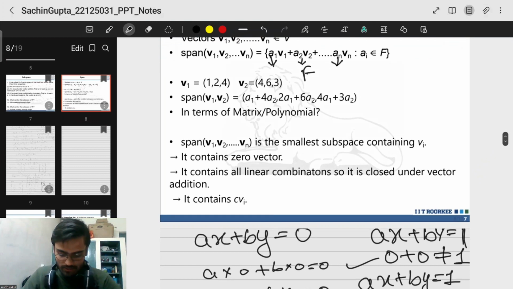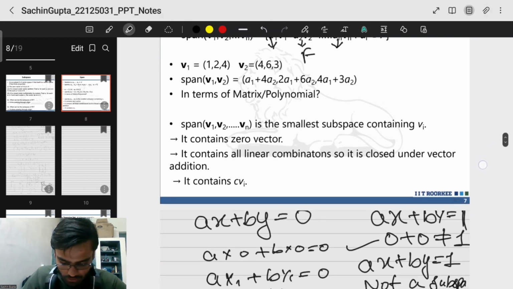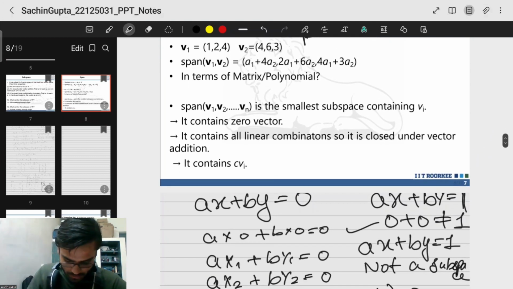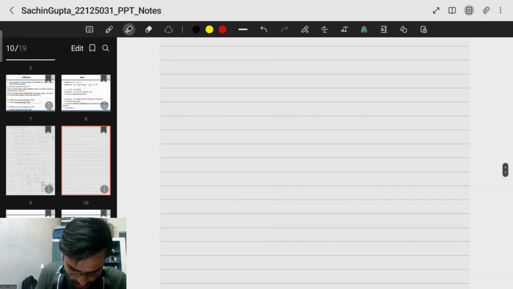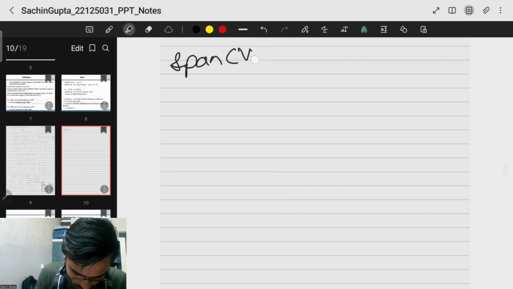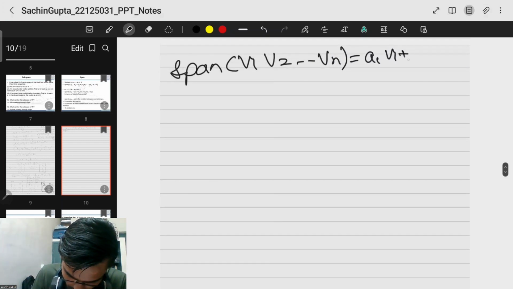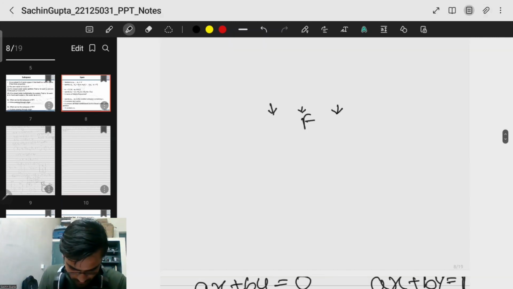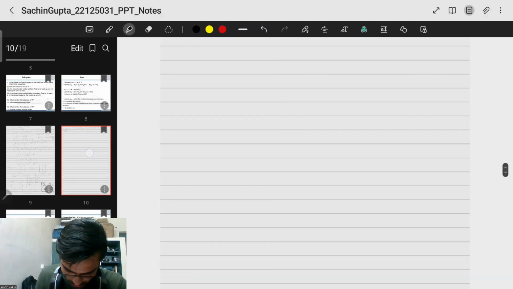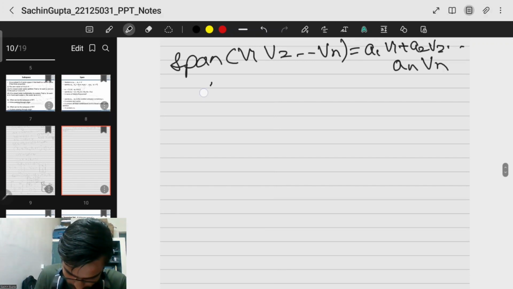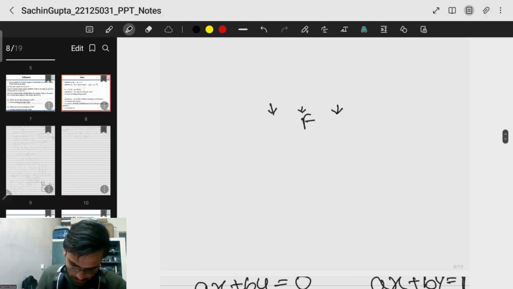For the subspace, first of all we have to prove that span of v1, v2 up to vn is a subspace. So for a subspace we have to prove three properties. First, it contains a zero vector. Span of v1, v2, vn is equal to a1 v1 plus and so on, so the zero vector belongs to it, because if a1 equals 0, a2 equals 0, all of these are 0, then 0 belongs to the span. Okay, one property is clear.